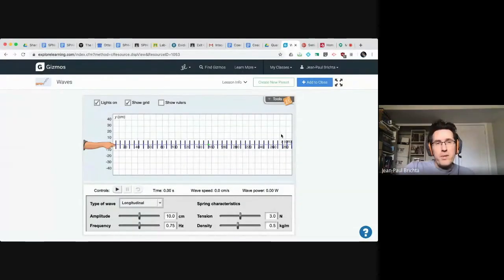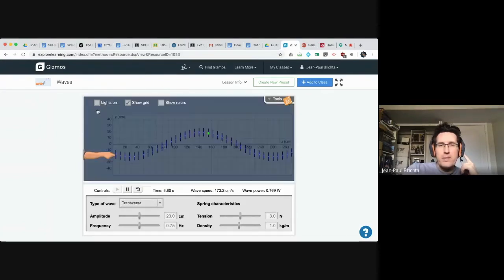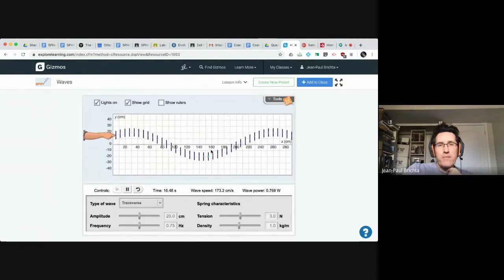Here's a little gizmo where you can actually see the two different kinds of waves. I'm going to start off with the transverse wave. If I start this one going, you can see this is basically meant to be a slinky. Turn the lights off, actually. So this little dot is meant to be like a little LED attached to the slinky, and this is meant to be one coil of the slinky.